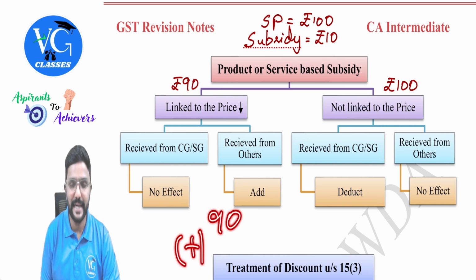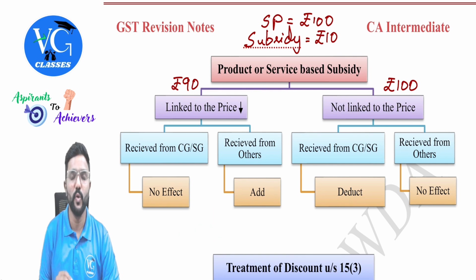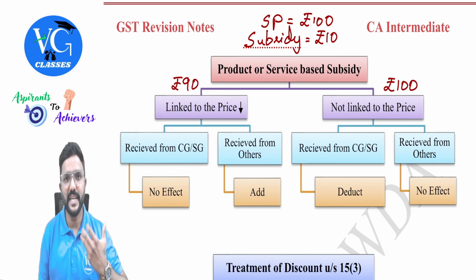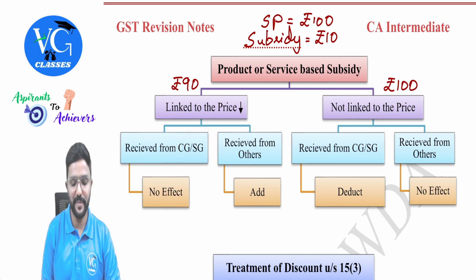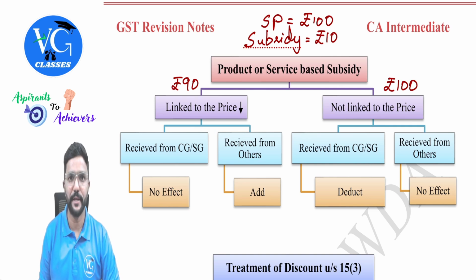For that, should I add 10 or not? Depends on who has given the subsidy. If the subsidy is received from the central government or state government, don't do anything. That means what would be the value of supply? Just 90 rupees.